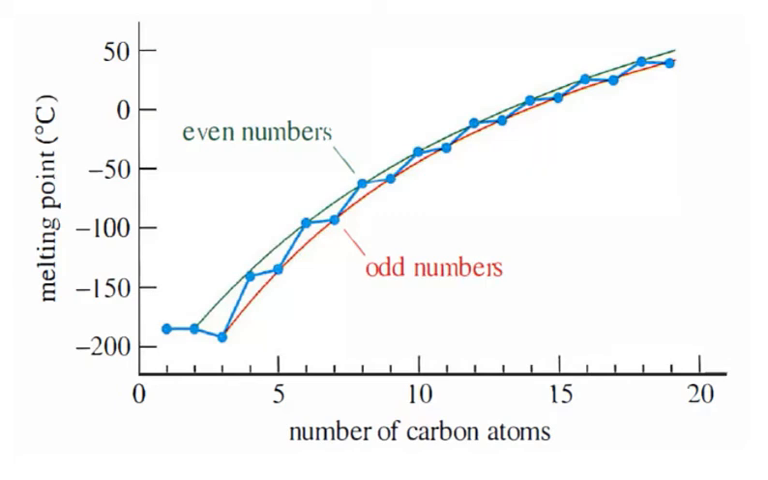And as you see here, the sawtooth-shaped graph of melting points is smoothed by drawing the green separately and the red separately for the alkanes with even and odd numbers of carbon atoms.